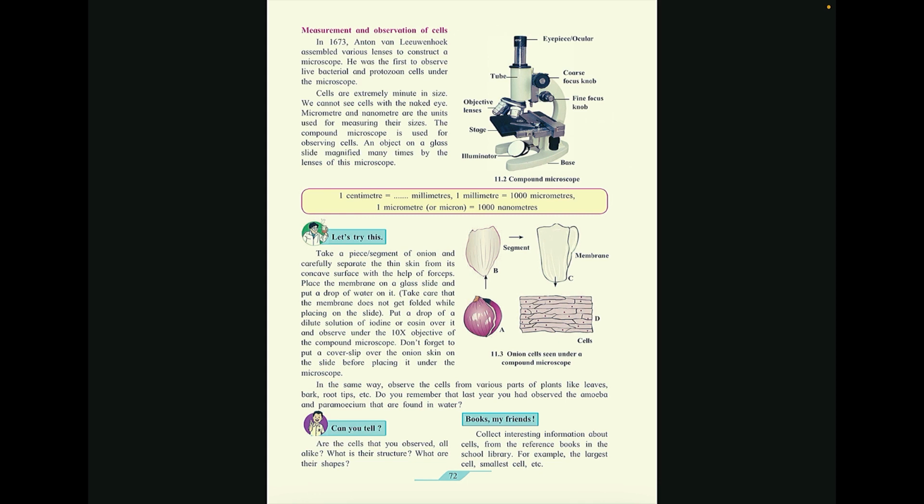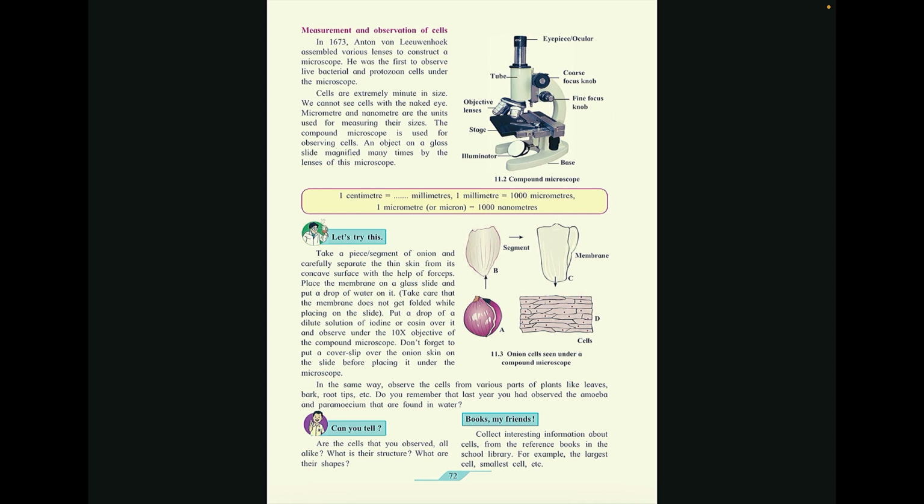Okay, so with the help of a microscope, a compound microscope, we can see cells. Okay, so here that information is given, that who invented this particular microscope. One scientist's name is given here, Anton van Leeuwenhoek, who discovered this compound microscope in 1673.